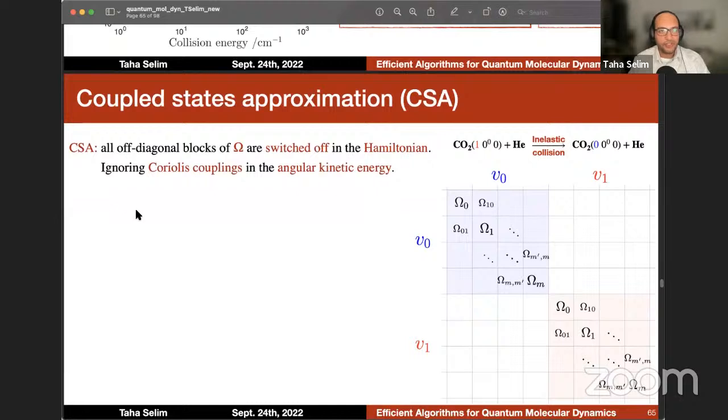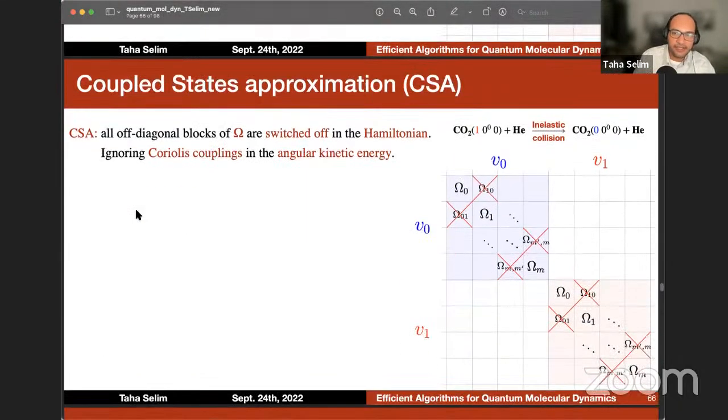Okay, so now we see that the VCC IOS is not that great. So there is another approximation where people really worked hard to get it done, and it is called the coupled states approximation. In coupled states, all of the off-diagonal blocks of omega are switched off in the Hamiltonian, and we ignore the Coriolis couplings in the angular kinetic energy. What this means in terms of mathematics is that we throw away all of these off-diagonal nice little omegas.